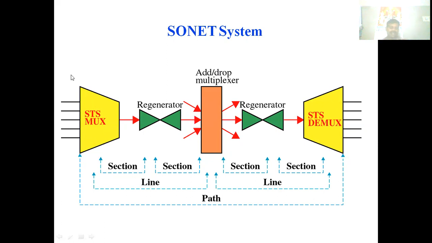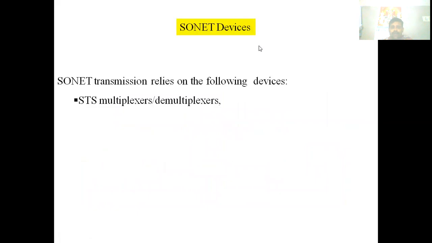Terminal is nothing but the devices that are connected to the STS multiplexers, or in other words, the devices which are using the function of SONET. It is called terminals. So next we are coming for the devices. So the devices are STS multiplexer, demultiplexer, regenerator, add-drop multiplexer, and terminals.